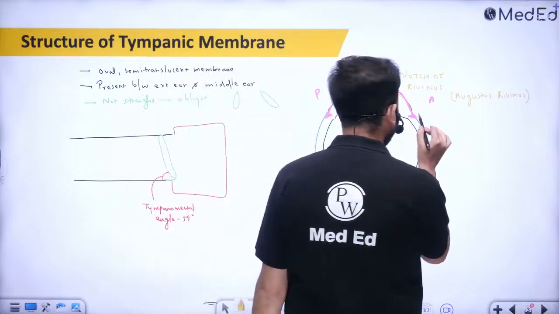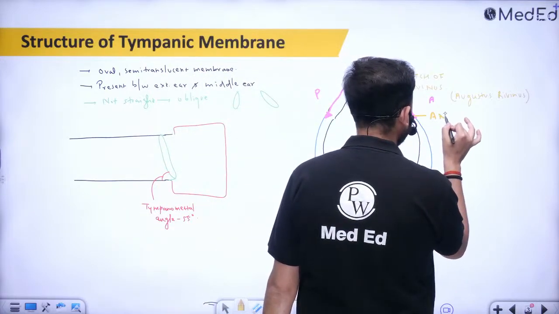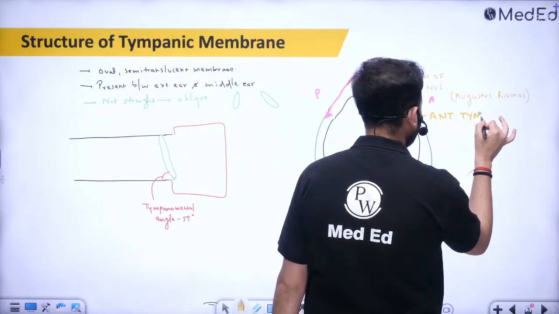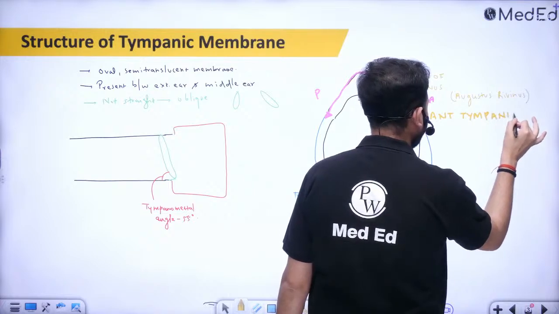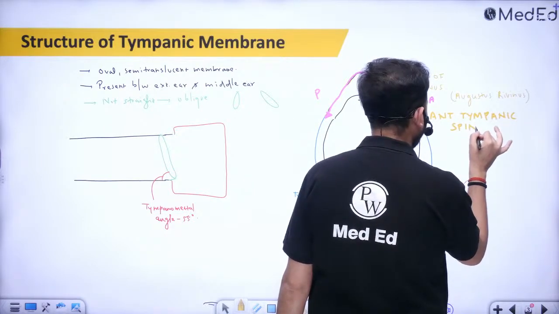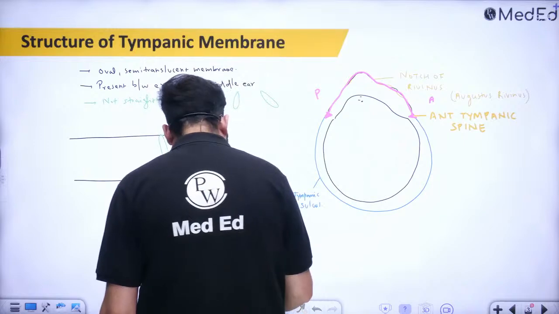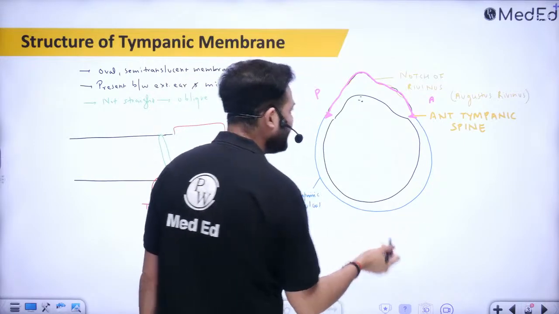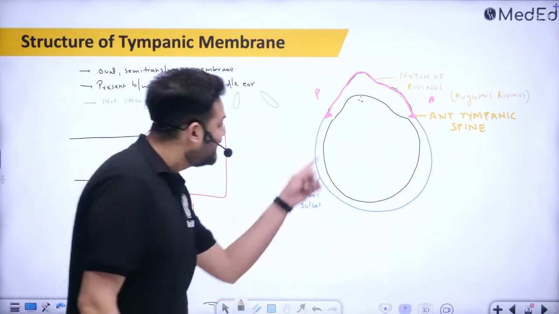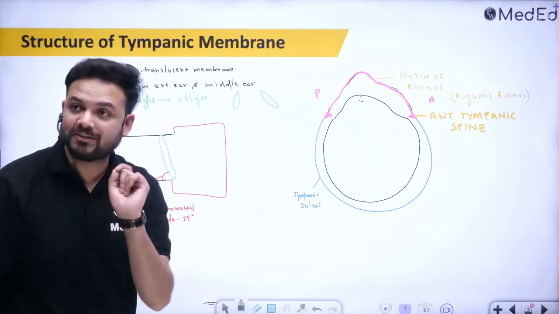ये anterior side के हम बोलते हैं anterior tympanic spine. We call this as anterior tympanic spine because ये spine की तरह projected है. It is projected in the form of a spine, right? And the other one which is present on the posterior side, इसको हम क्या बोलेंगे?